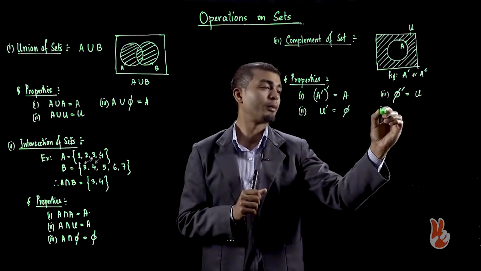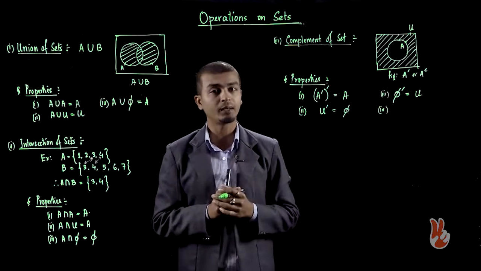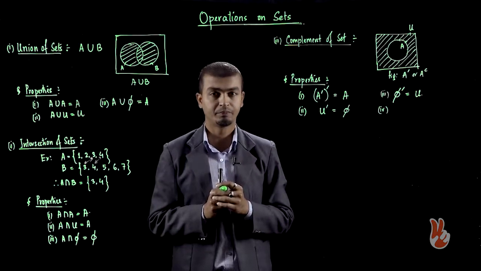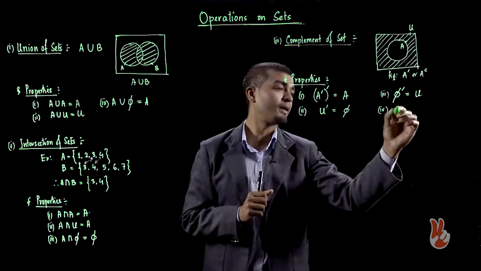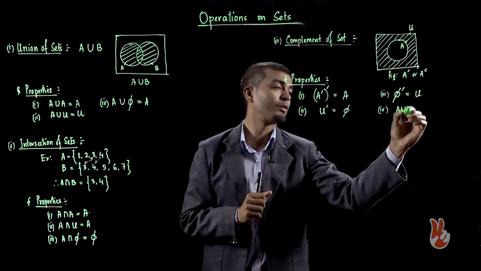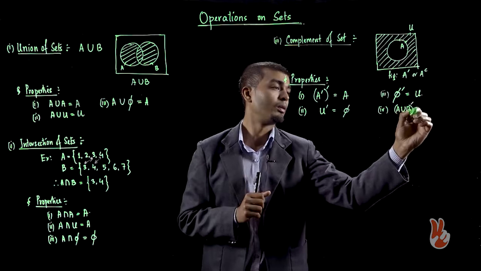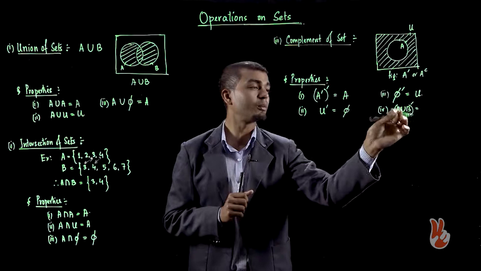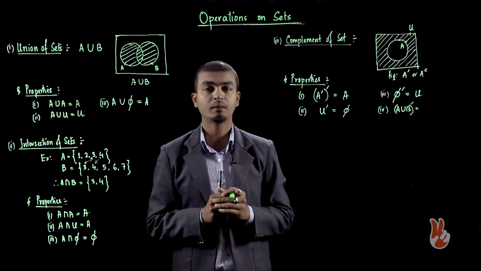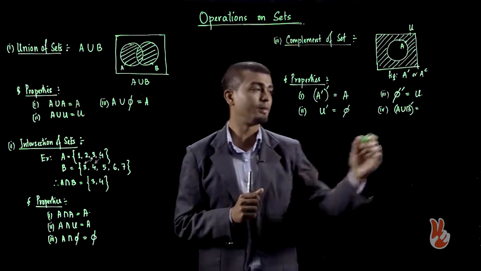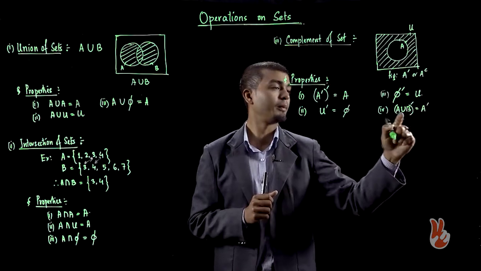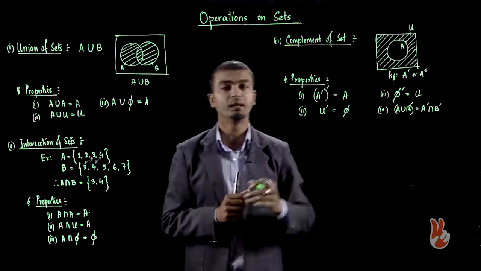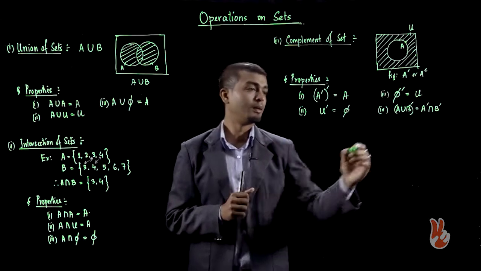Then number 4 property is, if I take the complement of the union of two sets, that means A union B whole complement, then the answer would be A complement, union will change to intersection, then B complement.